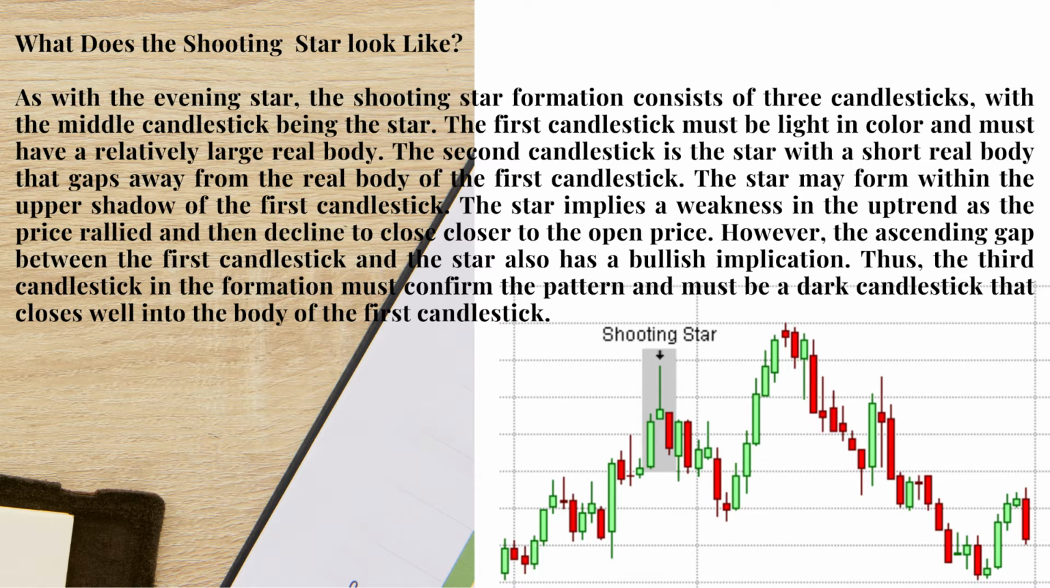The star implies weakness in the uptrend, as the price rallied and then declined to close closer to the open price. However, the ascending gap between the first candlestick and the star has a bullish implication. Thus, the third candlestick in the formation must confirm the pattern and must be a dark candlestick that closes well into the body of the first candlestick.